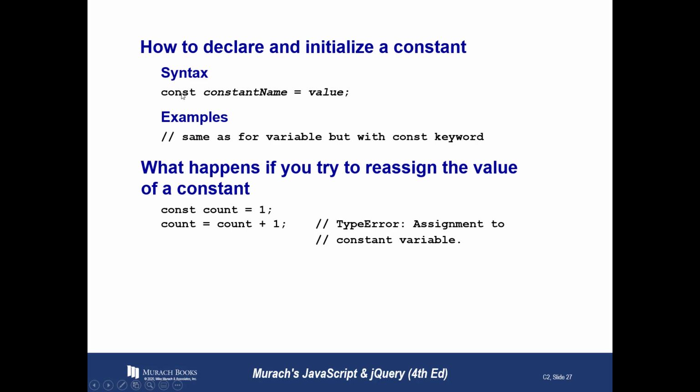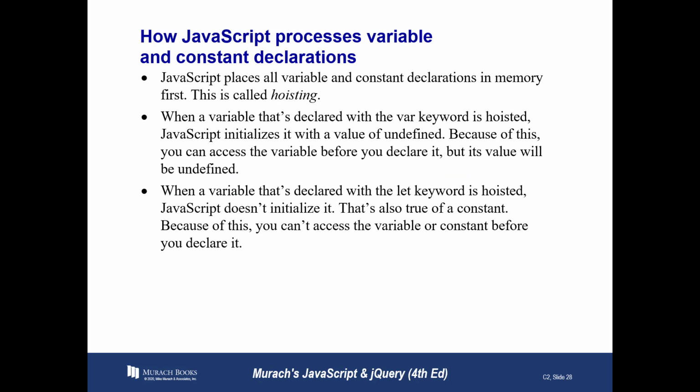Now we'll talk about const in more depth and breadth of coverage later. Const stands for constant. So once you declare a primitive variable of type const, you cannot change its value. JavaScript places all variable and constant declarations in memory first. It's known as variable hoisting.